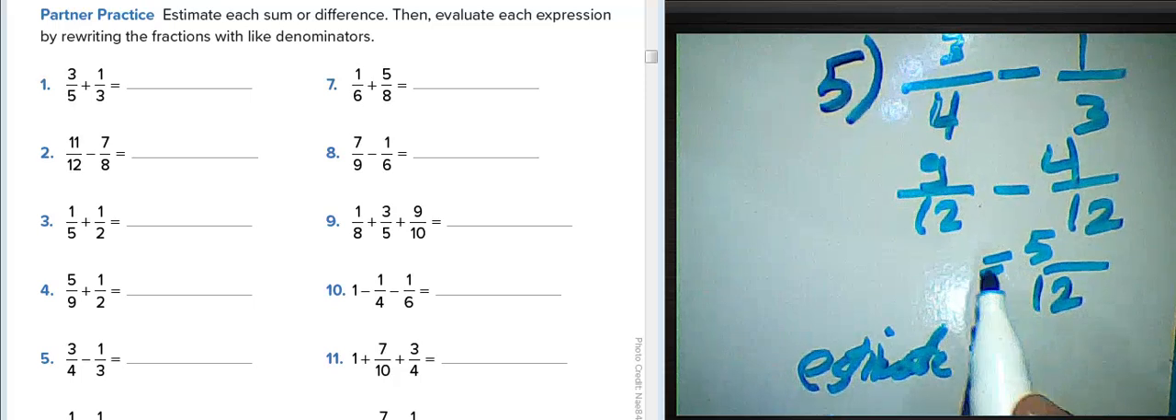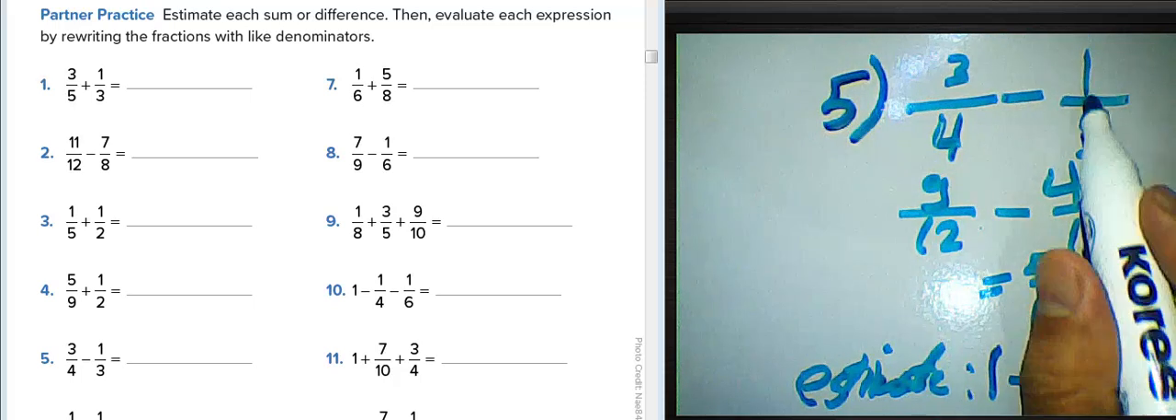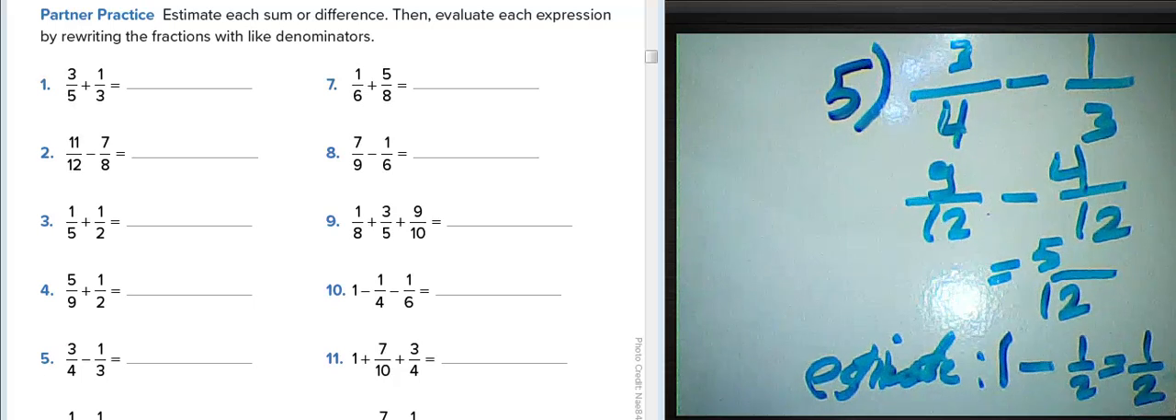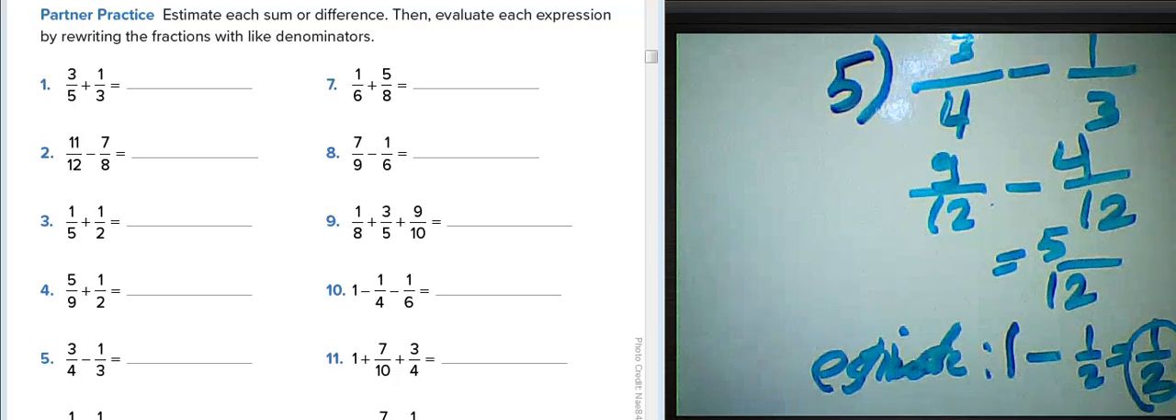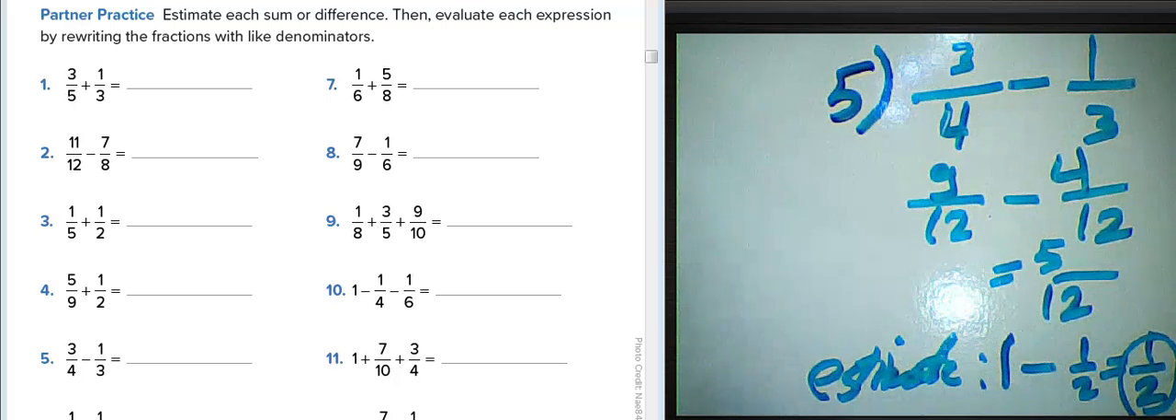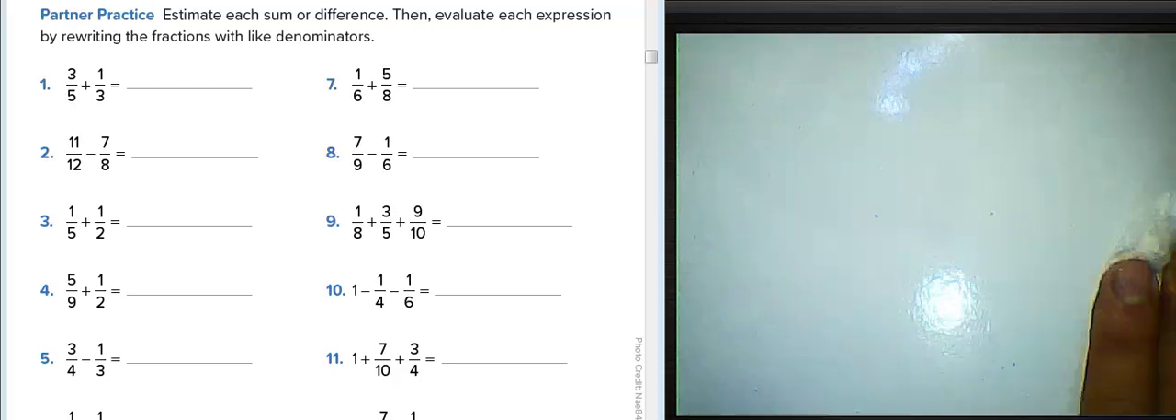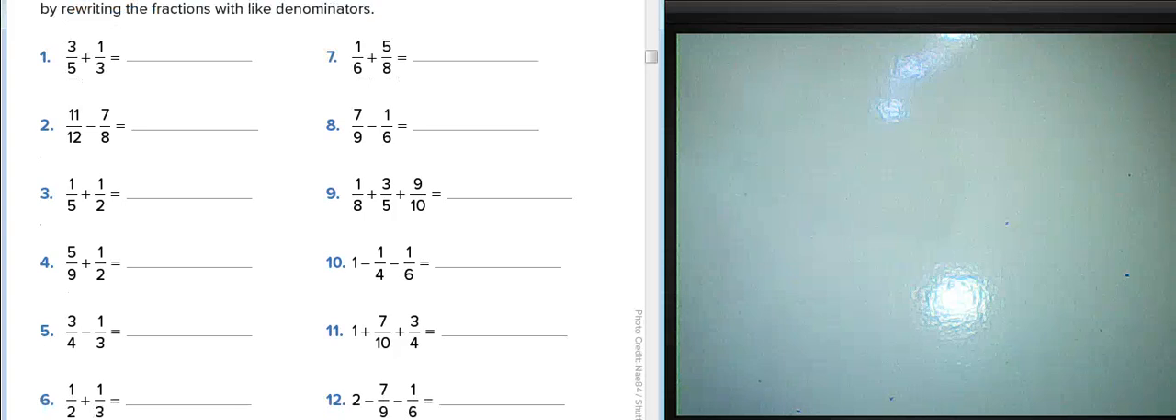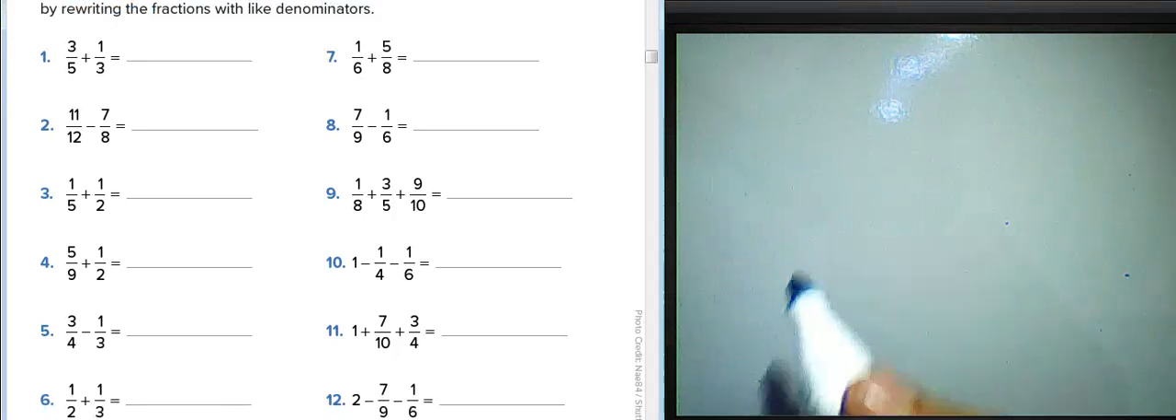We can estimate it. 3 over 4 is nearest to 1 and 1 third is nearest to half. 1 subtract half will be half. It will be near the actual number, so it is reliable. Okay, my students, understood? Question number 6. Look at question number 6 here. 1 over 2 plus 1 over 3.